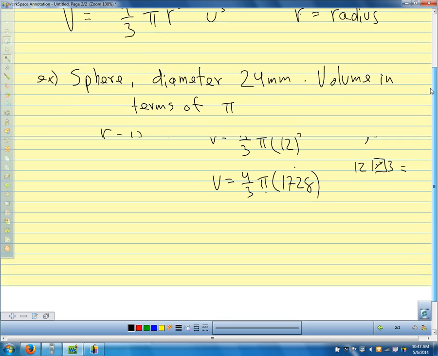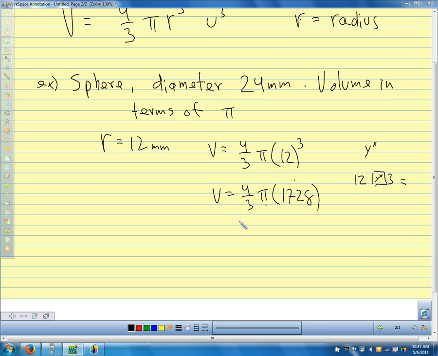All right, then I want to keep my answer in terms of pi, so I'm not going to multiply pi out. How do I find 4/3 of 1728?